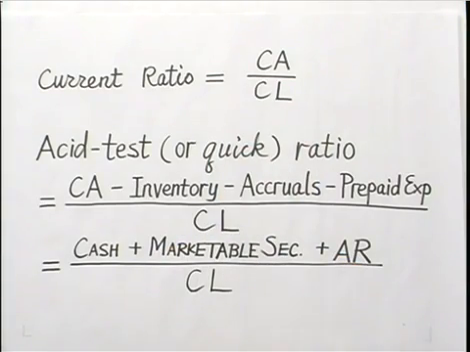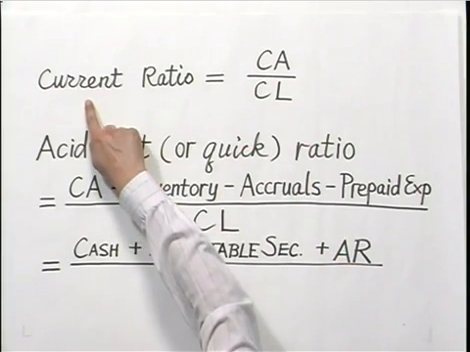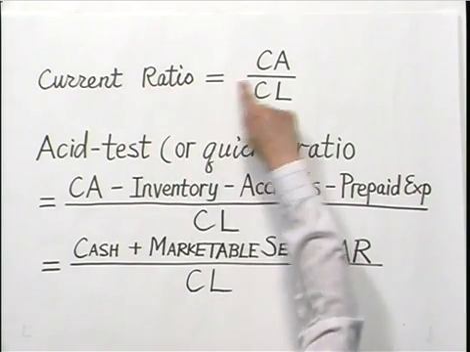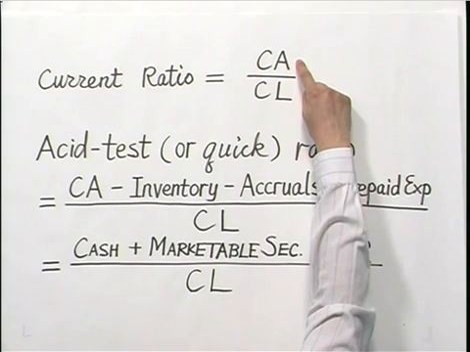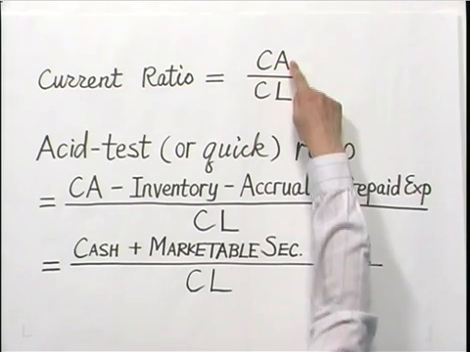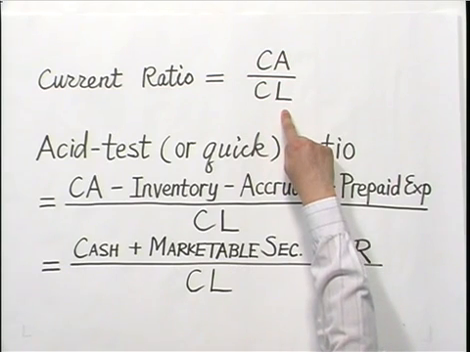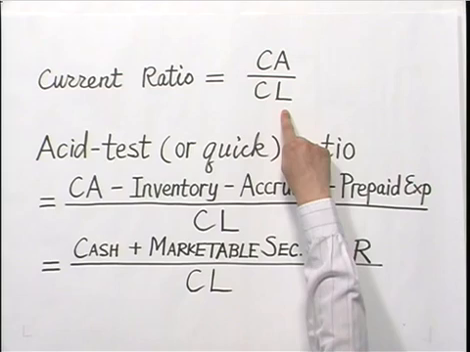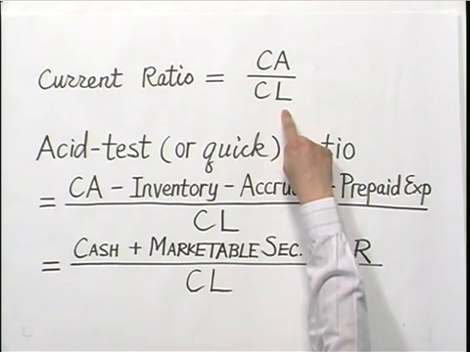The first ratio is very familiar to all of us. That's the current ratio. To calculate the current ratio, you use the current asset, the first couple of items from the company's balance sheet, and you divide current asset by current liability, the first few items that are listed on the liability side of the balance sheet.